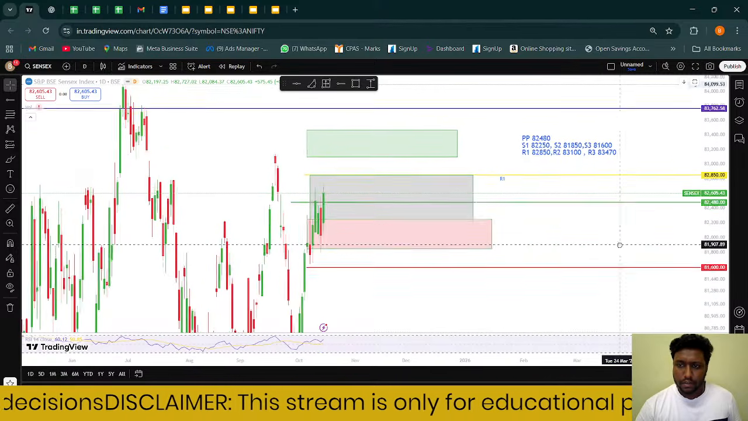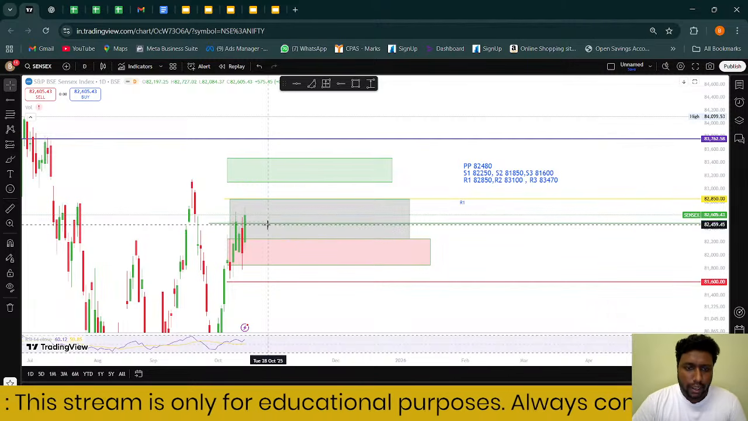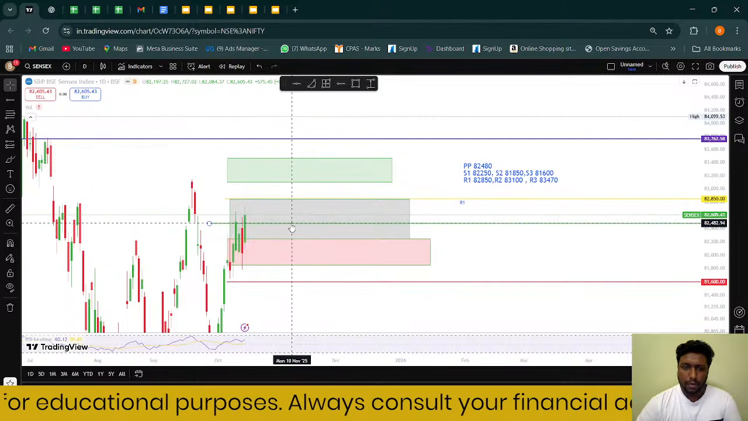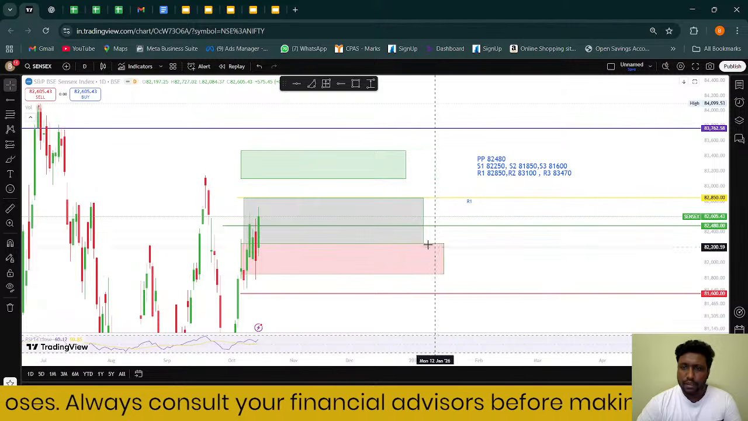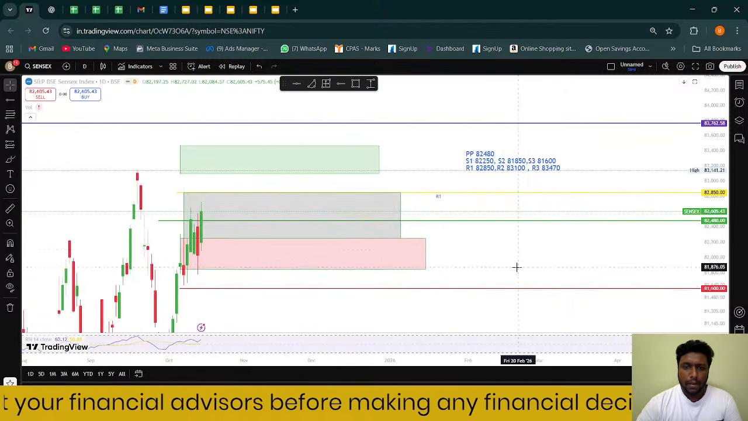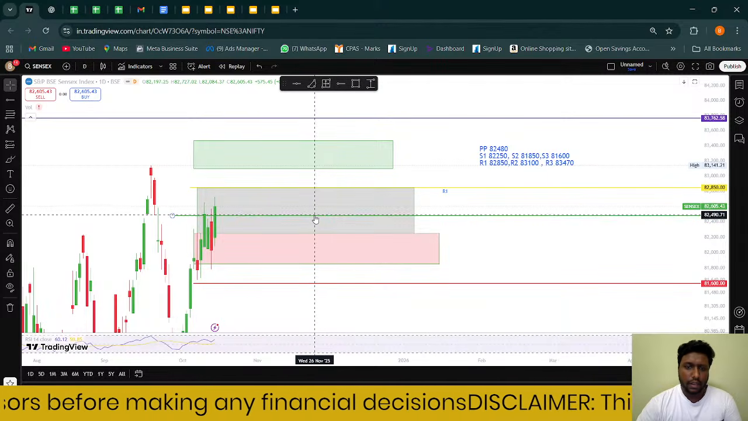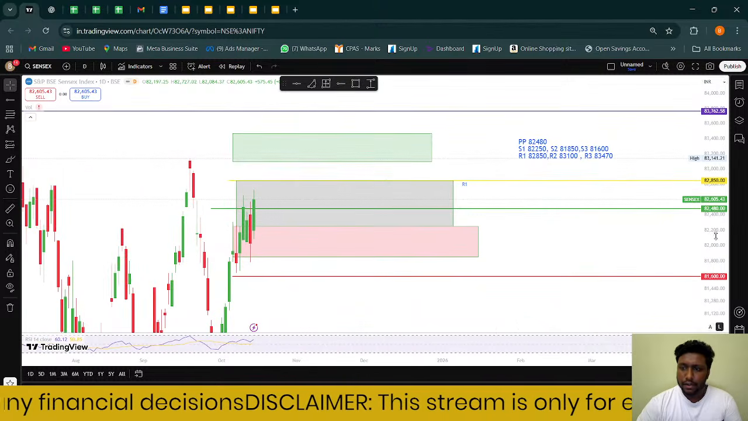So these are the levels and zones for Sensex for the day. Similar to Nifty and Bank Nifty, Sensex also closed above. Sensex spot is trading above our pivot point. If this sustains above with a higher volume, then definitely a bullish continuation will be there.